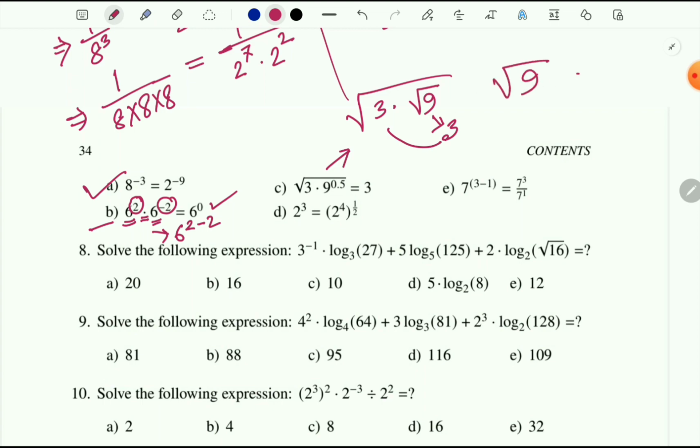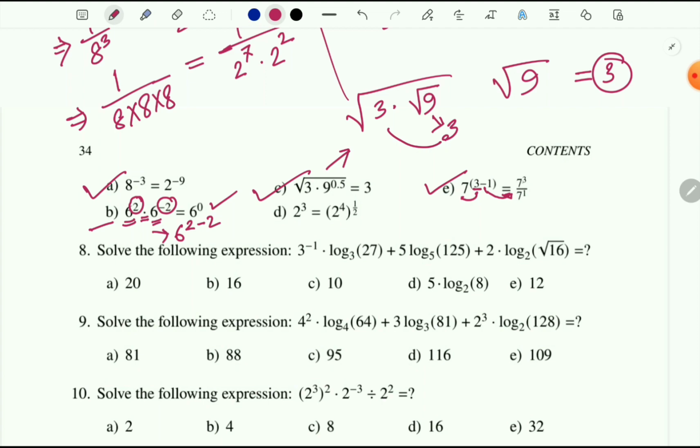How about E? 7 power 3 minus 1. So we can write based on the basic concepts, if the power has a negative sign, like 3 minus 1, then we can use this formula: 7 cube divided by 7 power 1. So this is correct.